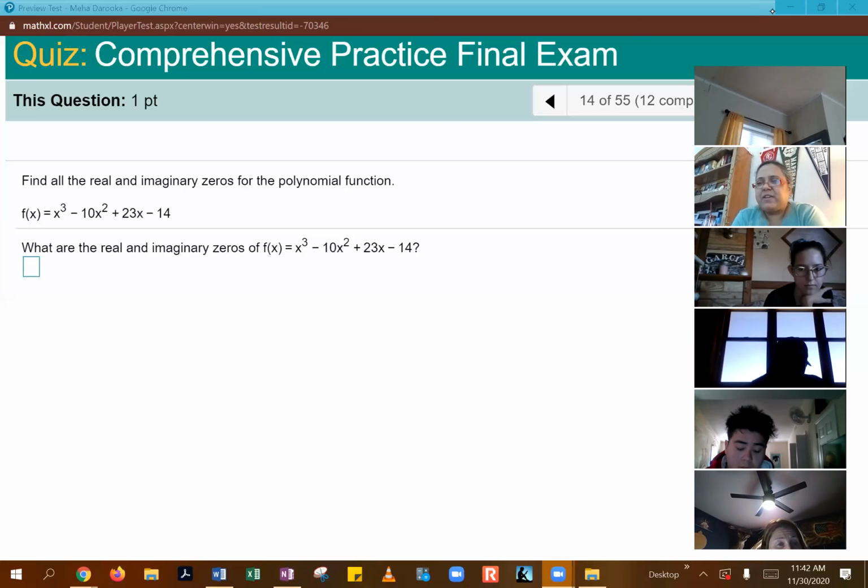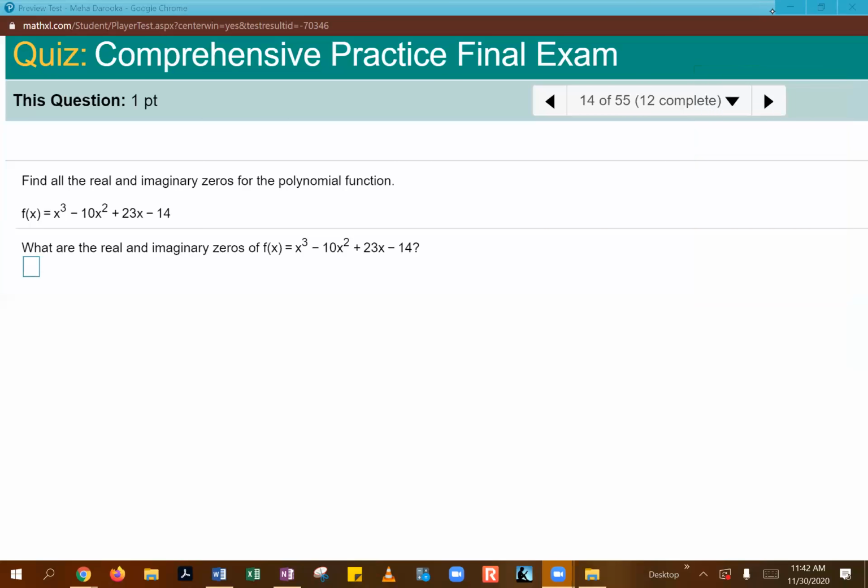Remember, that's where the idea of the rational zero theorem comes into play. With the rational zero theorem, you take the factors of your constant term and divide by the factors of your leading term, which in this case just happens to be 1. So the factors of 14 are 1 and 14, and 2 and 7. Since your leading term is just 1, the factors of 1 would, of course, just be the number 1 itself.